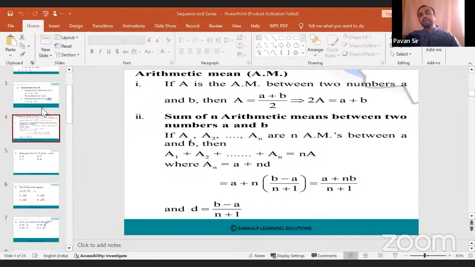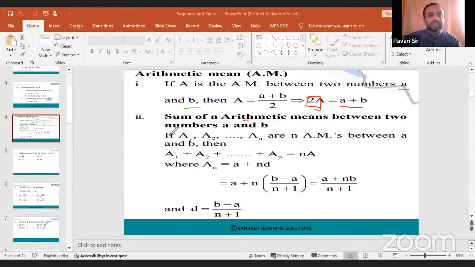Next one is the arithmetic mean, AM. AM in the sense of the arithmetic mean between two numbers, A and B. Then AM is equal to A plus B by 2. That is nothing but 2 times the arithmetic mean is equal to A plus B. So the arithmetic mean is the sum of the two numbers divided by two. That will give you the arithmetic mean. Okay.